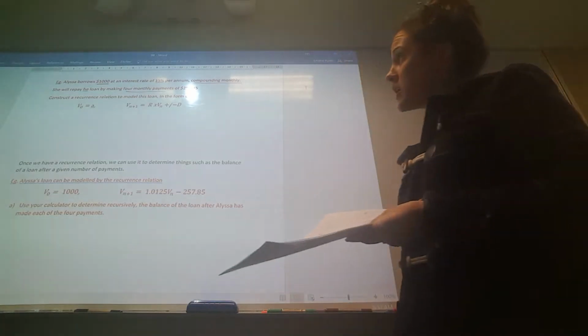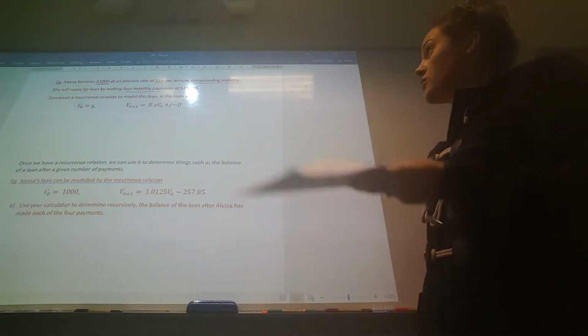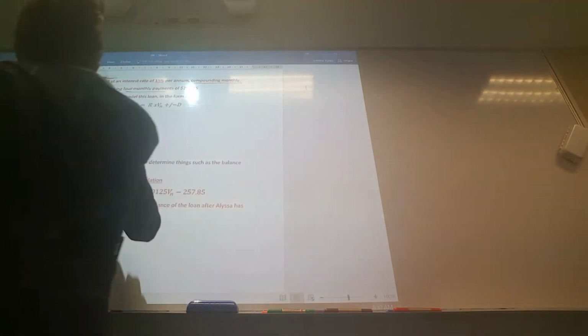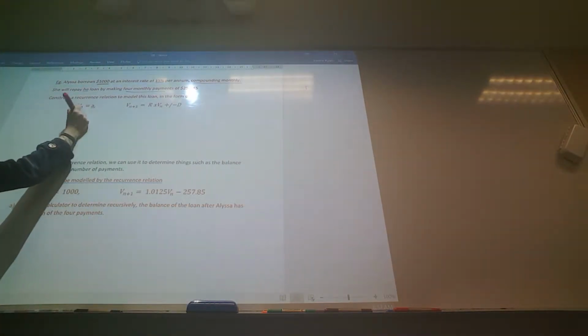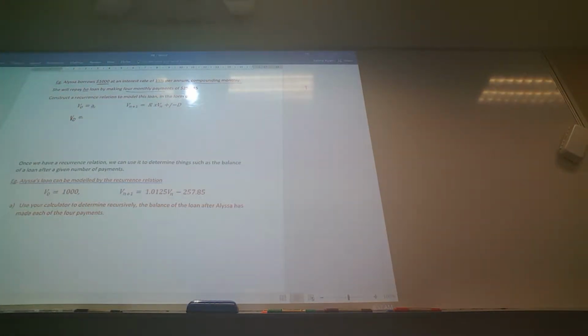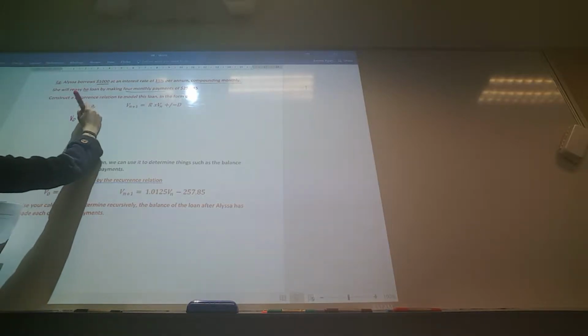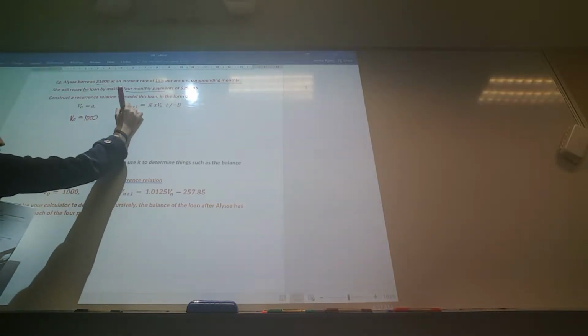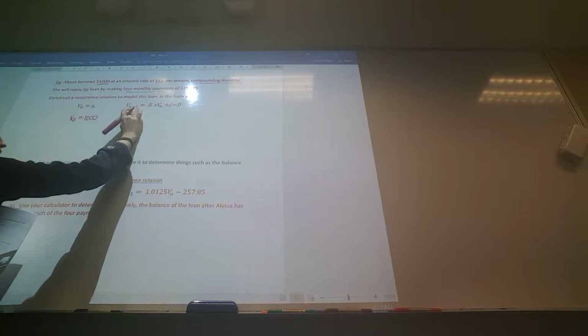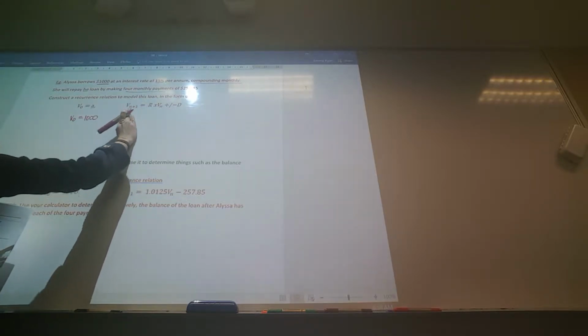Okay, so to construct a recurrence relation to model this loan in this form. So our V0, what have we borrowed? 1,000. Beautiful. Okay, then we've got our Vn plus 1.